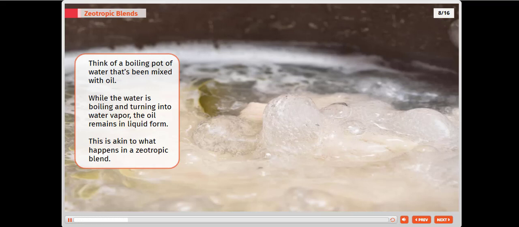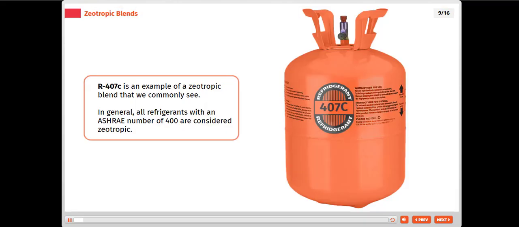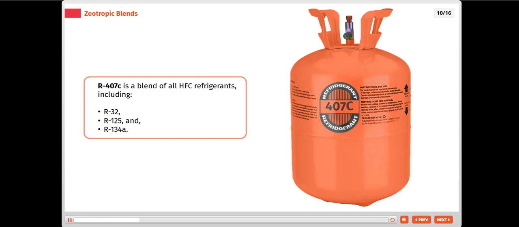Think of a boiling pot of water that's been mixed with oil. While the water is boiling and turning into water vapor, the oil remains in liquid form. This is akin to what happens in a zeotropic blend. R407C is an example of a zeotropic blend that we commonly see. In general, all refrigerants with an ASHRAE number of 400 are considered zeotropic. R407C is a blend of all HFC refrigerants including R32, R125 and R134A.